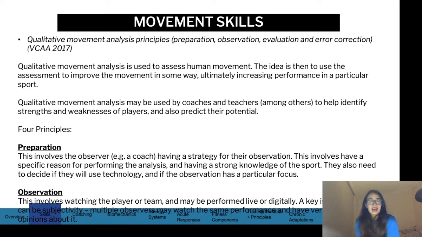I'm really sorry, guys. So observation involves watching the team or player perform, live or digitally, which is the main key point here. Something else is that it can be quite subjective, because multiple observers may watch the same performance and have very different opinions about it. A way to decrease this subjectivity and increase objectivity is to employ things such as rating scales and checklists.